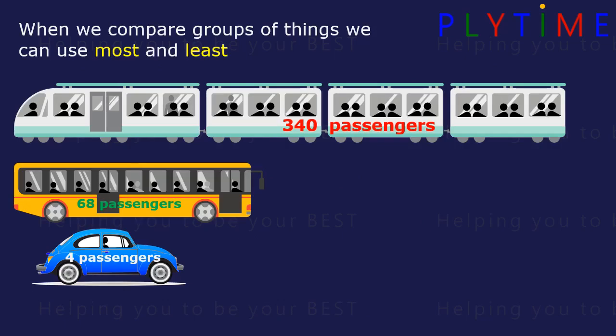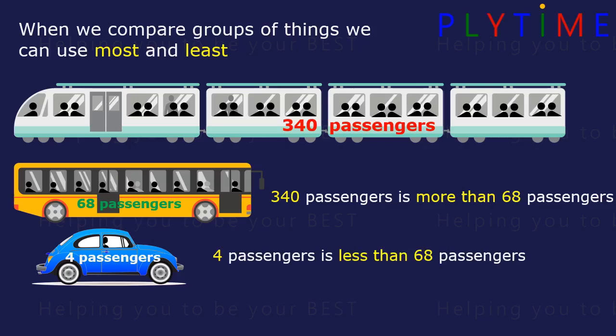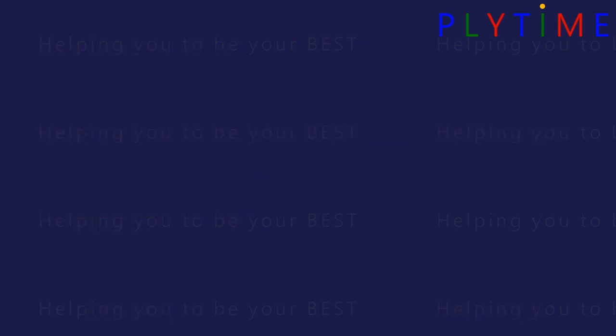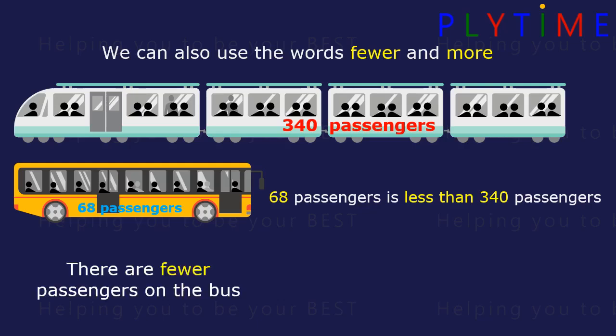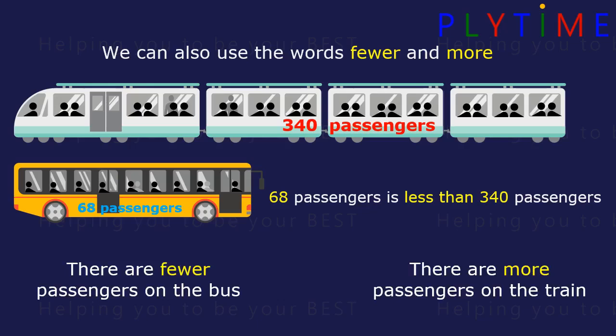When we compare groups of things, we can use most and least. 350 passengers on the train is more than 68 passengers on the bus. 4 passengers in the car is less than 68 passengers on the bus. 4 is the least, 340 is the most. We can also use the words fewer and more. 68 passengers on the bus is less than 340 passengers on the train. There are fewer passengers on the bus. There are more passengers on the train.